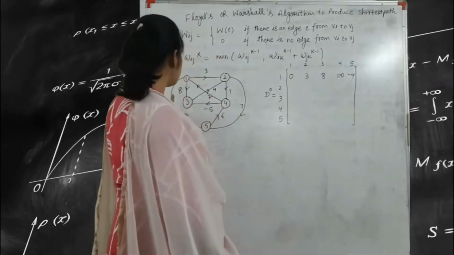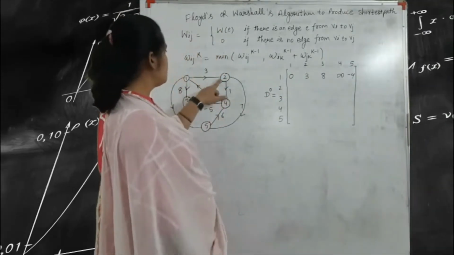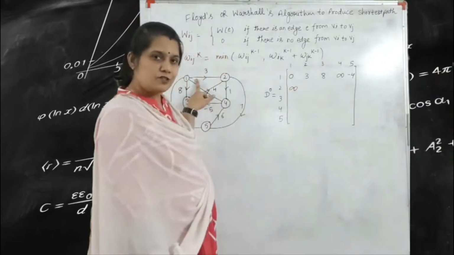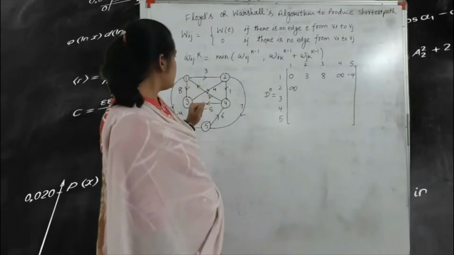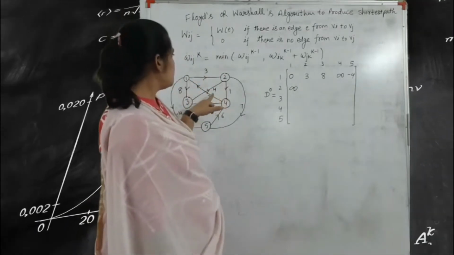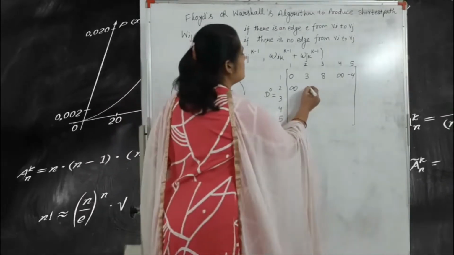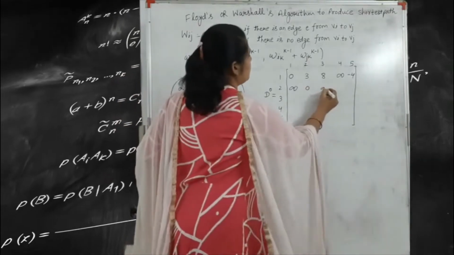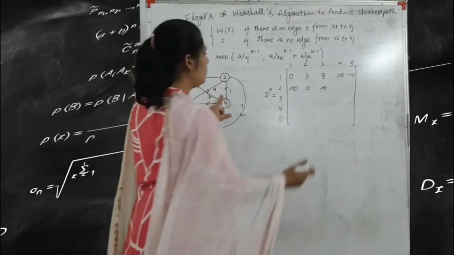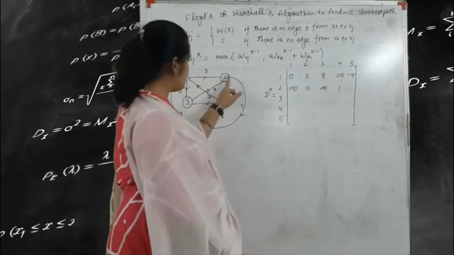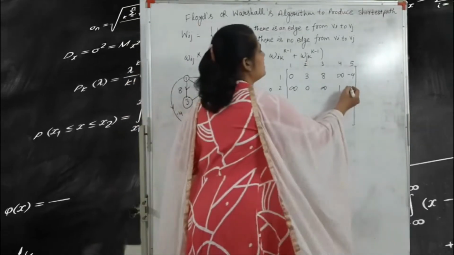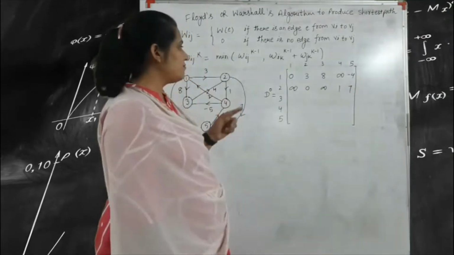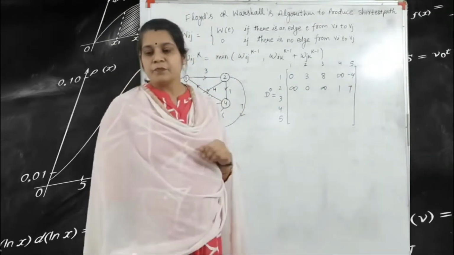Next is 2 to 1. Here we write infinity because the direction is 1 to 2. Next, 2 to 2, we write 0. 2 to 3, we write infinity. 2 to 4, the weight is 1, and 2 to 5, the weight is 7. So our second row is infinity, 0, infinity, 1 and 7.